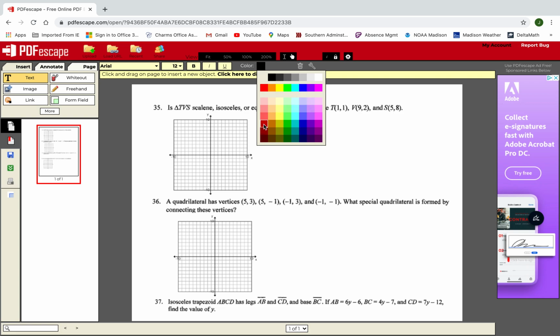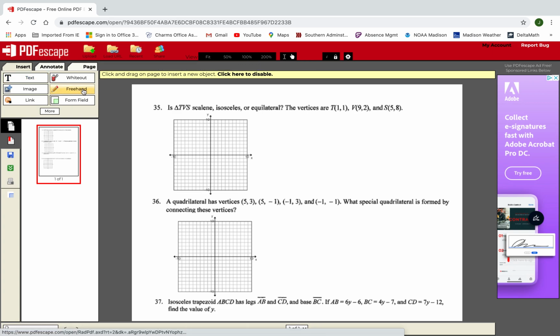So let's do that. Switch to blue. Okay. So it says that point T is at 1, 1. It says that point V is at 9 and 2. Make sure you label your points. And it says that S is at 5 and 8. 1, 2, 3, 4, 5, 6, 7, 8. Okay. All right.